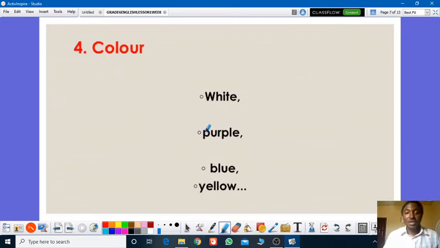Then number 4 is color. I have told you before that all colors are adjectives. Color appears number 4 when you have to describe with many adjectives. Colors, we all know them. White, these are just examples: purple, blue, yellow, black, green, red, all those are colors.